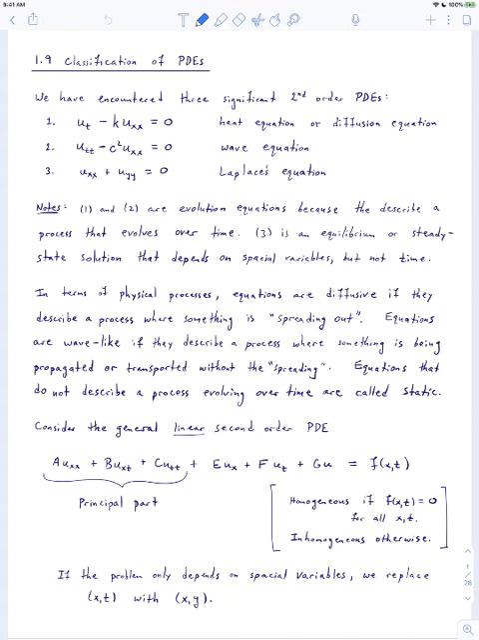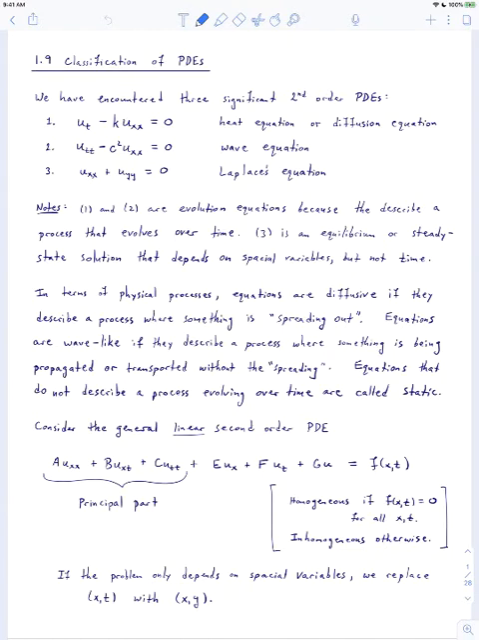The third second-order differential equation that we saw was Laplace's equation. And this is a relationship that doesn't involve time. This is about the spatial variables. In 2 dimensions, it's the second partial with respect to x plus the second partial with respect to y equals 0. In 3 dimensions, we have plus the second partial with respect to z in there as well.